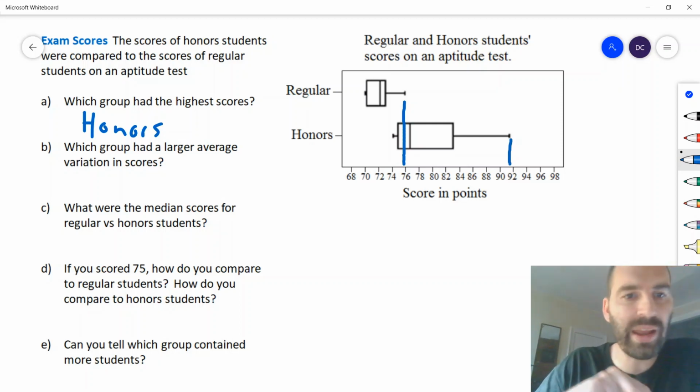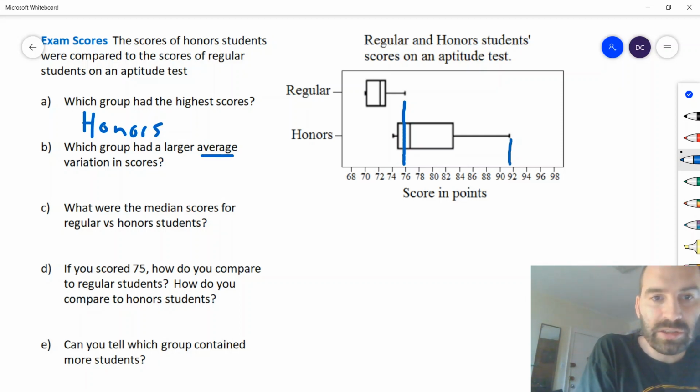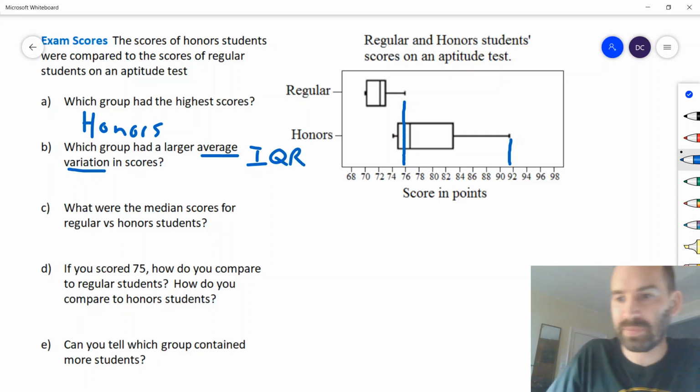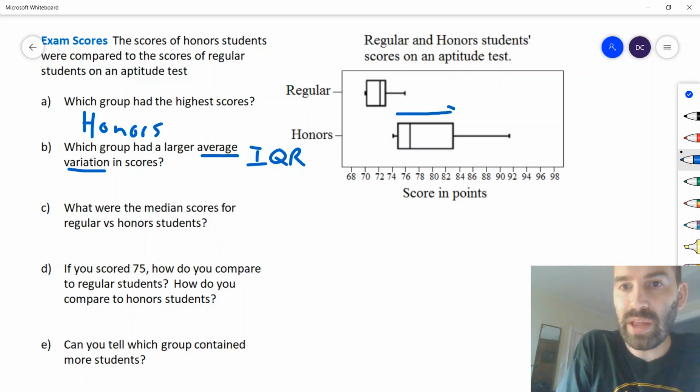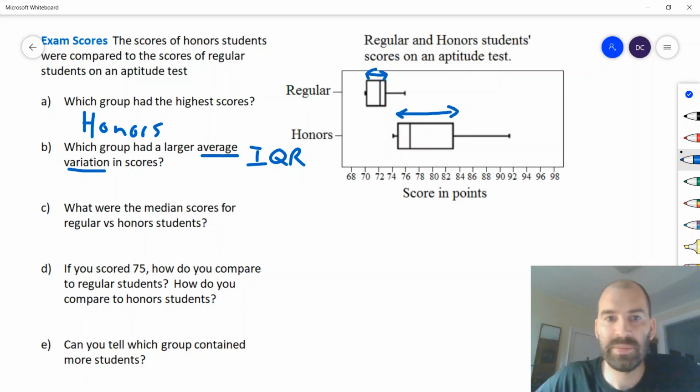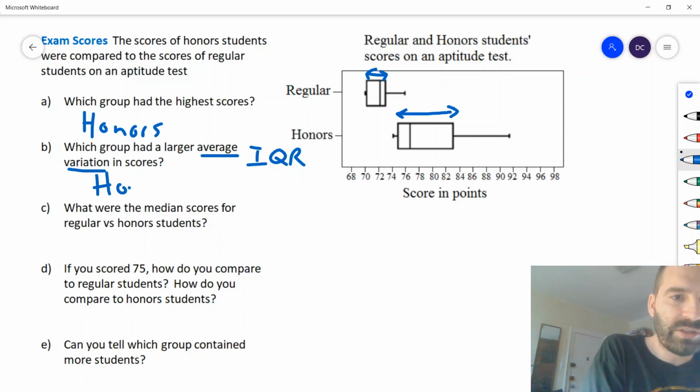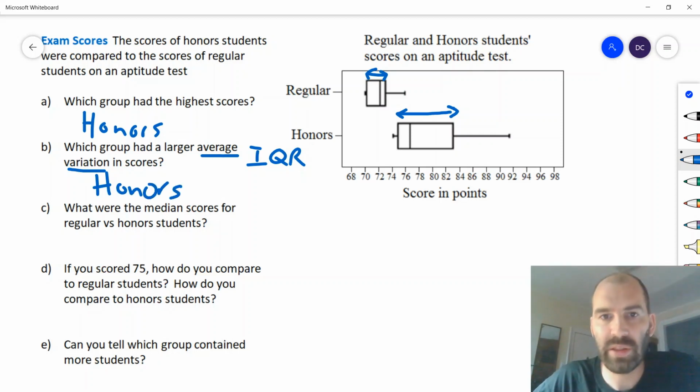Okay. Which group had a larger average variation in scores? Well, remember, the average variation is given by, if you remember from our previous video, the IQR, the interquartile range. How do we measure the IQR? The IQR is the difference between Q3 and Q1, or in other words, the IQR is the width of the box. So which one had a wider box? Honors. Honors students' scores were more varied than regular students' scores.